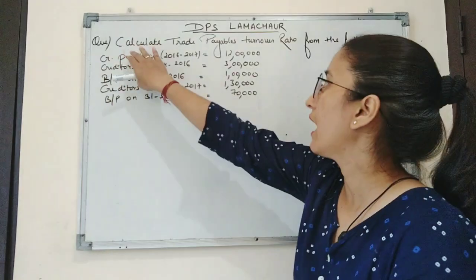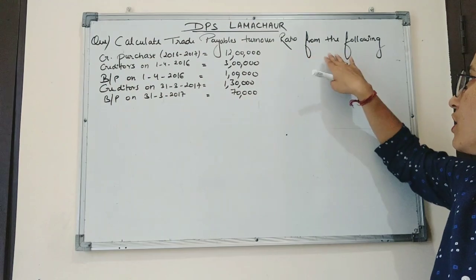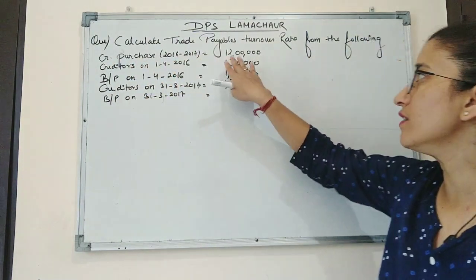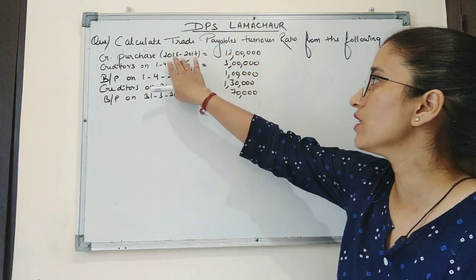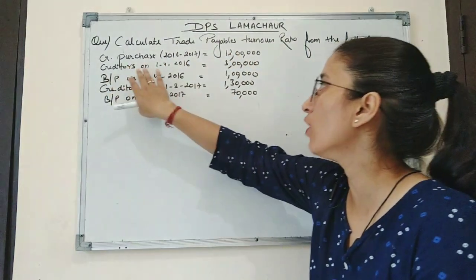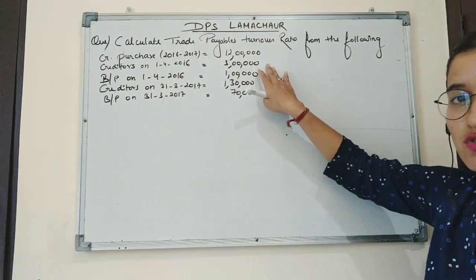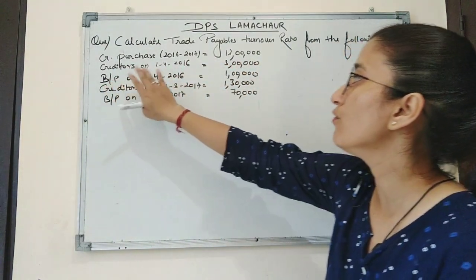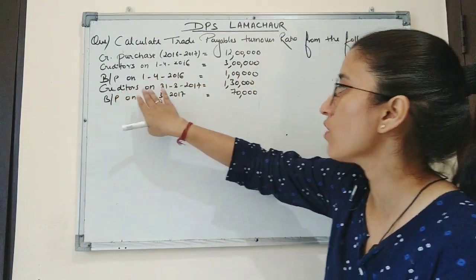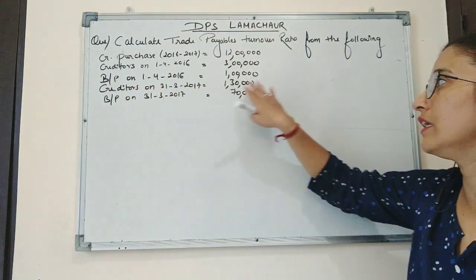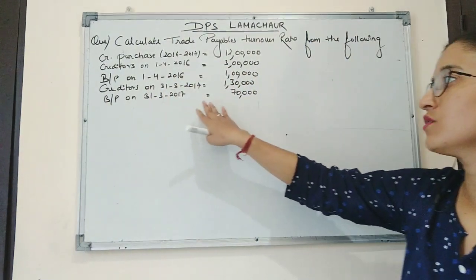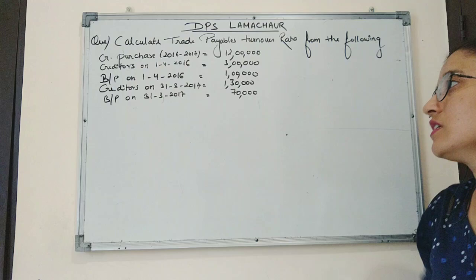Question is, calculate the trade payables turnover ratio from the following. Credit purchase during the year is 12 lakh, and the accounting year is 2016 to 2017. Creditors on 1st April 2016 is 3 lakh. Bills payable on 1st April 2016 is rupees 1 lakh. Creditors on 31st March 2017 is 1,30,000 and bills payable on 31st March 2017 is 70,000.